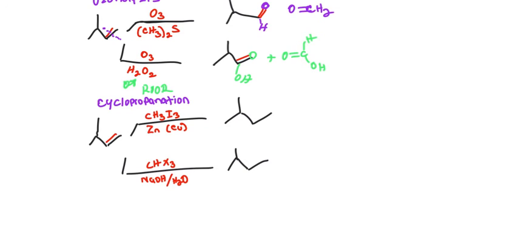For cyclopropanation, please note that zinc is a catalyst. So zinc will cut this double bond and just make an alkane. So that's what it's doing. So this is also called the Simmons-Smith reaction. And what this is going to do is make this triangle. That's it. You are done with this reaction. You don't have to do anything else.